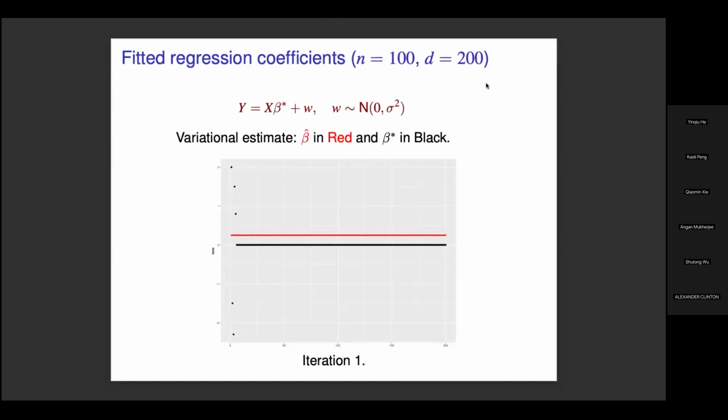Okay, so here is an illustration of how variational inference works. We are running coordinate ascent, and we initialize all the variables at, let's say, a point. The red line is the variational estimate, and the black dots here are the true values of the regression coefficients. The first 5 of them are non-zero, and the remaining 195 of them are exactly 0.